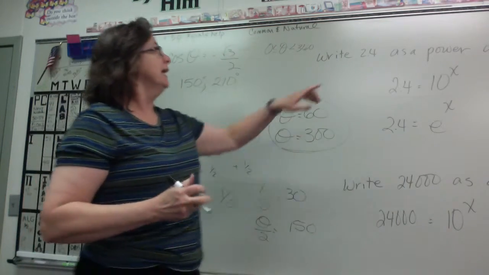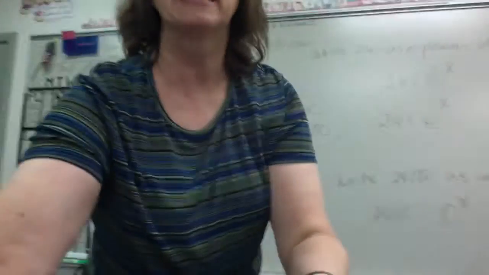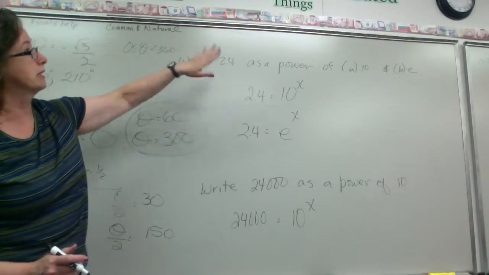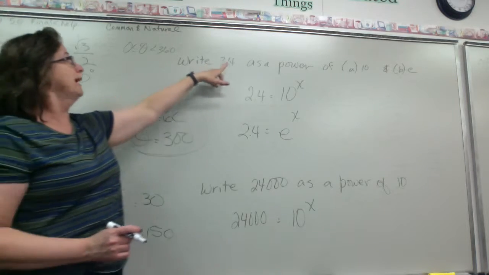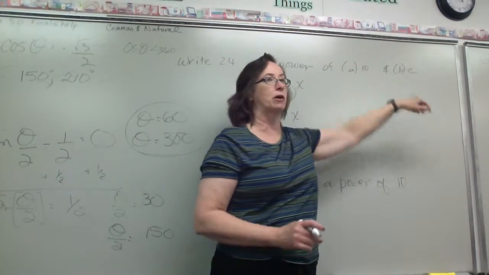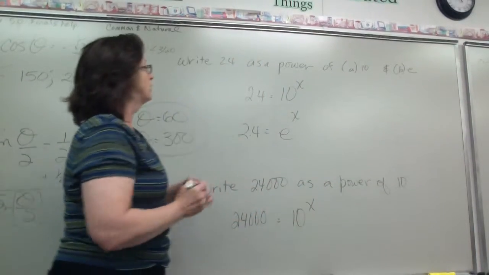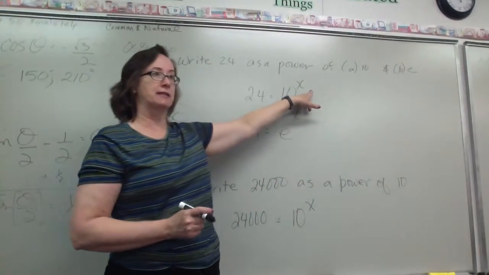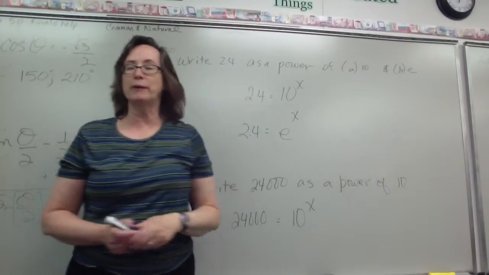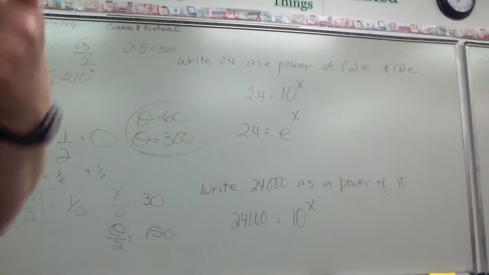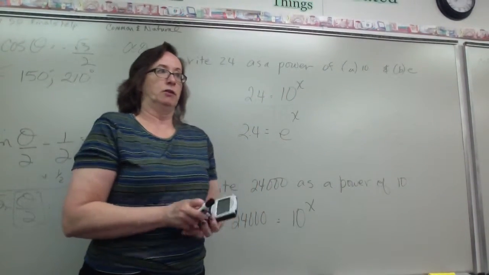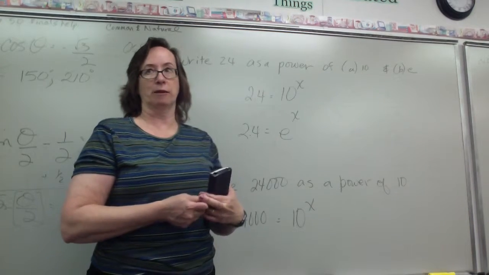All right, here we have, this is lesson 51, and this one is a really super fast one, which is good because we got about 5 minutes left. Write 2.4 as a power of 10 and then as a power of e. Okay, so 2.4 is 10 to the x is what they're looking for, and 2.4 is e to the x. What will we do to separate the x, which we're trying to find, when it's my exponent? We're going to take the log of both sides.